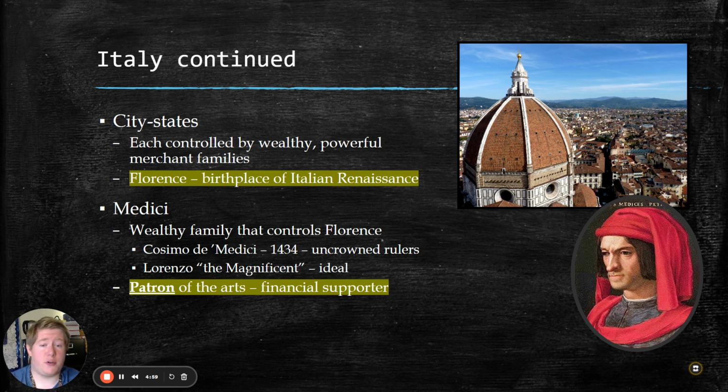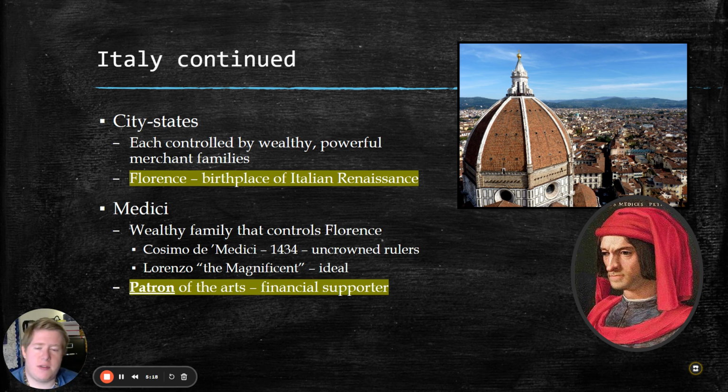Cosimo de' Medici in 1434 basically declared themselves the uncrowned rulers, and his son Lorenzo the Magnificent. We're at the point of history where people start giving them these titles like Lorenzo the Magnificent, Richard the Lionheart, Ivan the Terrible. Oops. Basically becoming these ideal rulers.